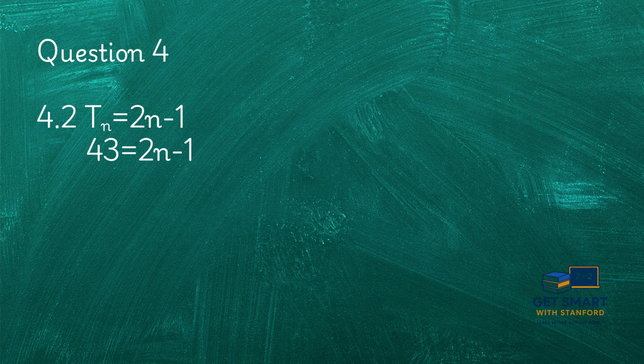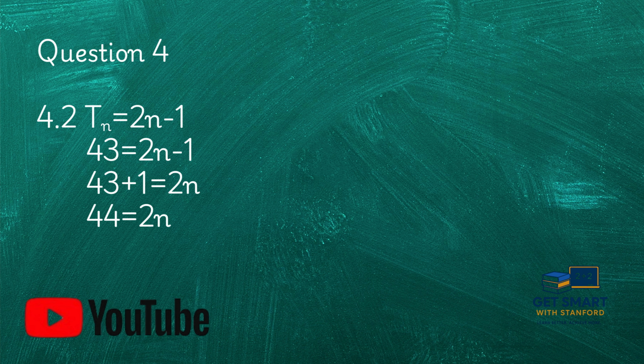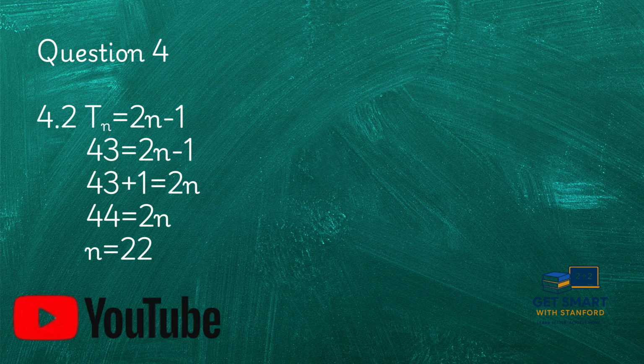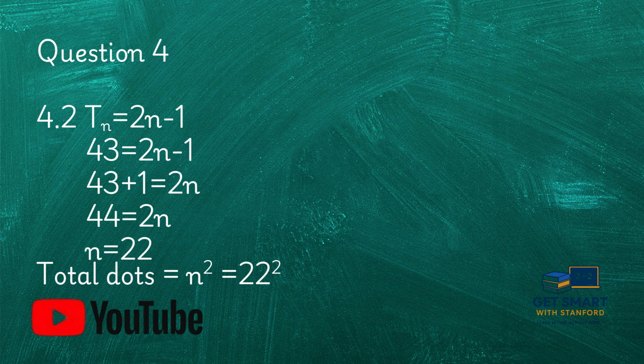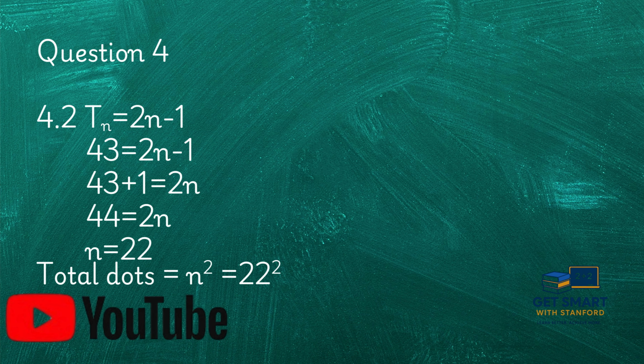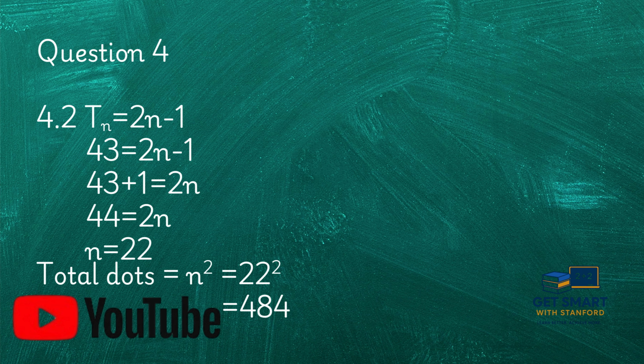Now, substitute Tn with the last term of the sum. The number of terms here is 22. And to find the number of dots in the 22nd pattern, we simply raise it to the exponent 2 to get 484. Raising it to the exponent 2 is because all the terms have been raised to the exponent 2, and that has been proved in the previous questions.